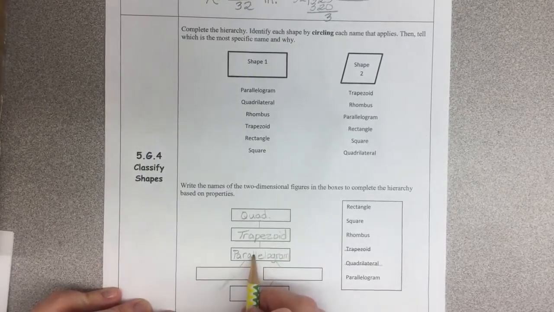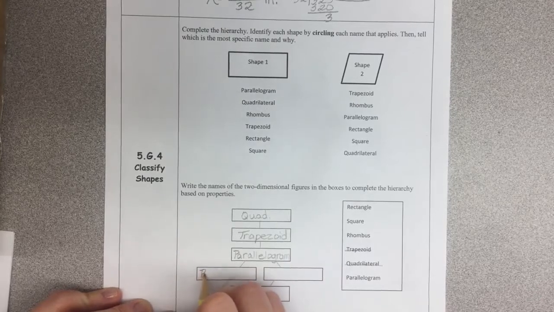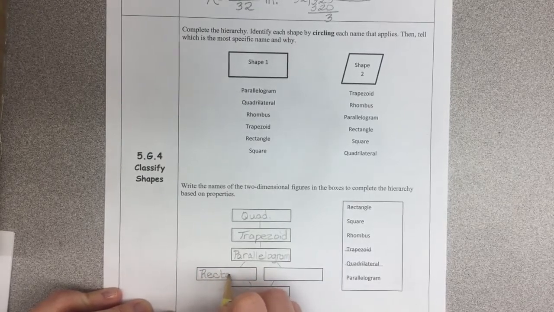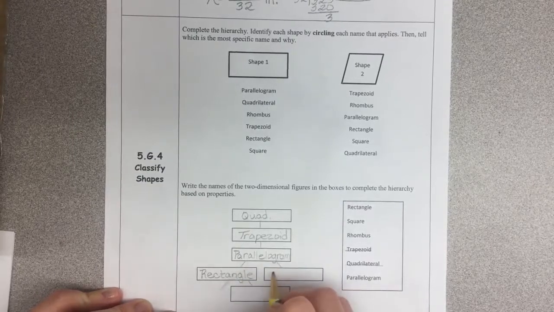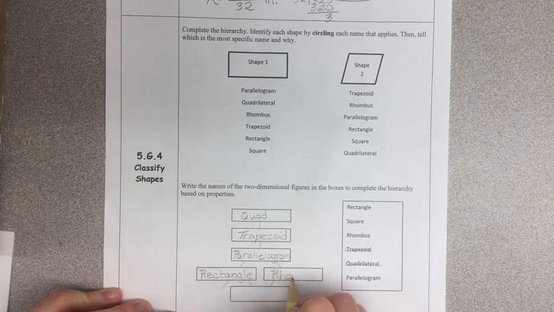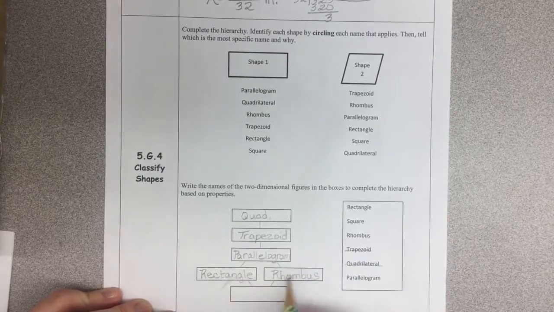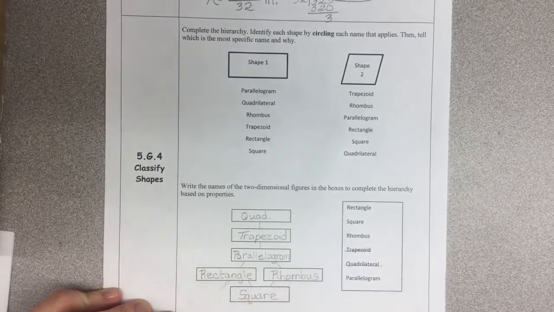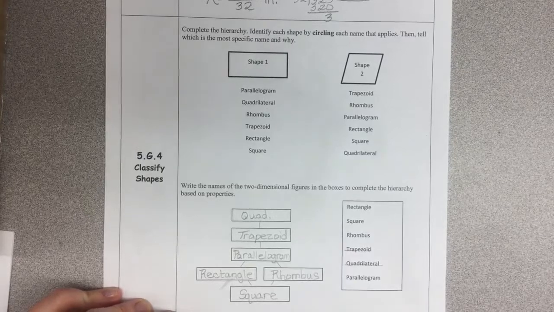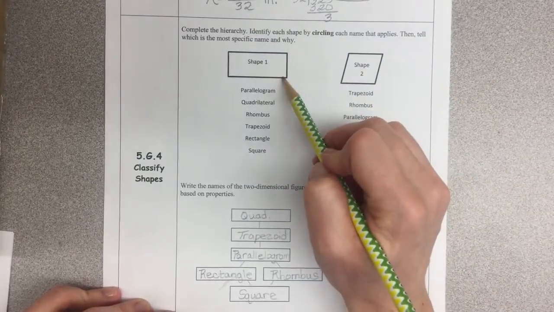A parallelogram with 4 right angles is a rectangle. And a parallelogram that has 4 equal sides is a rhombus. A figure that's a rectangle and a rhombus is a square. A square is a quadrilateral with 4 equal sides and 4 right angles. So now let's go up and look at shape 1.